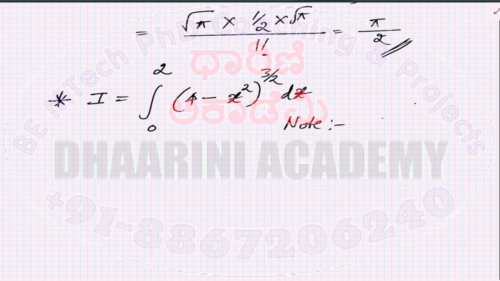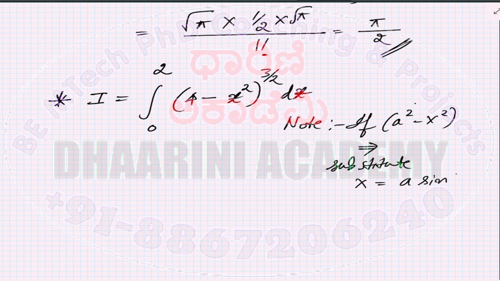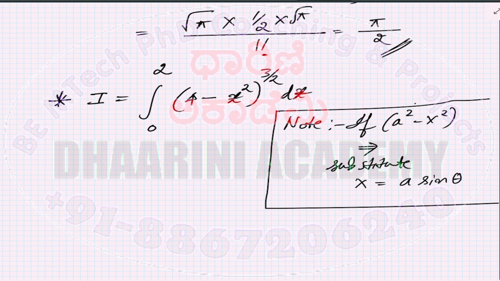Note that if you find an a square minus x square term, this implies you have to substitute, then only we get an answer. Substitute x equal to a sine theta. This is the point to remember. Now I can see that there is a square minus x square, a being equal to 2. This is 2 square minus x square.